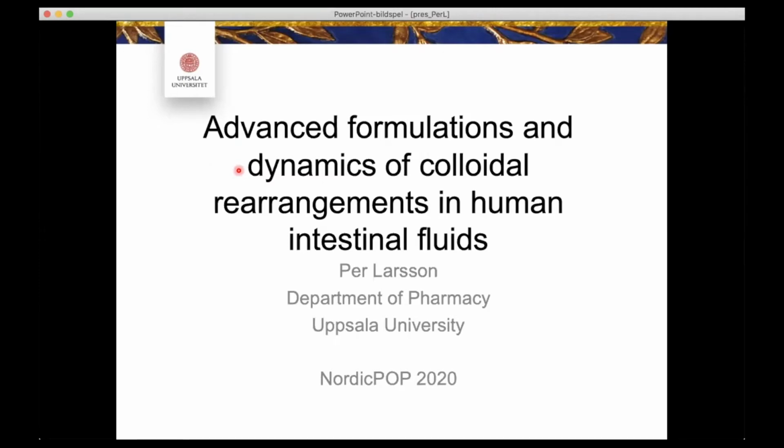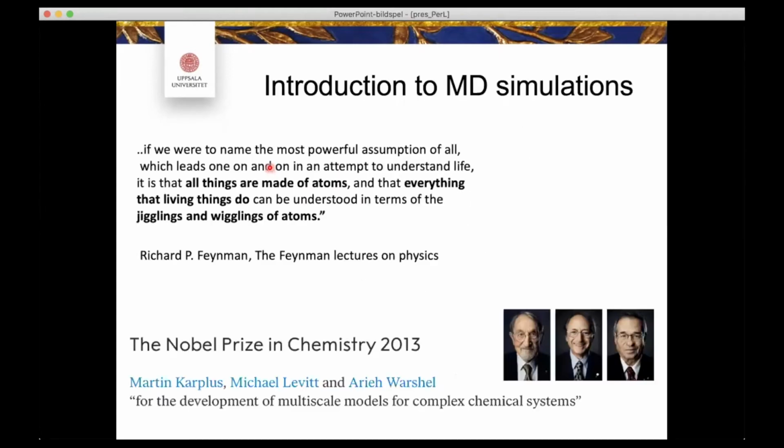And to do so, we use specifically a computational tool called molecular dynamics simulations. And I will just briefly mention what it is and how it works. Just to give you a flavor to start with, this is quite a famous quote by Richard Feynman, who was an American theoretical physicist. He said that all things are made up of atoms, and everything that living things do can be understood in terms of the jiggling and wiggling of atoms.